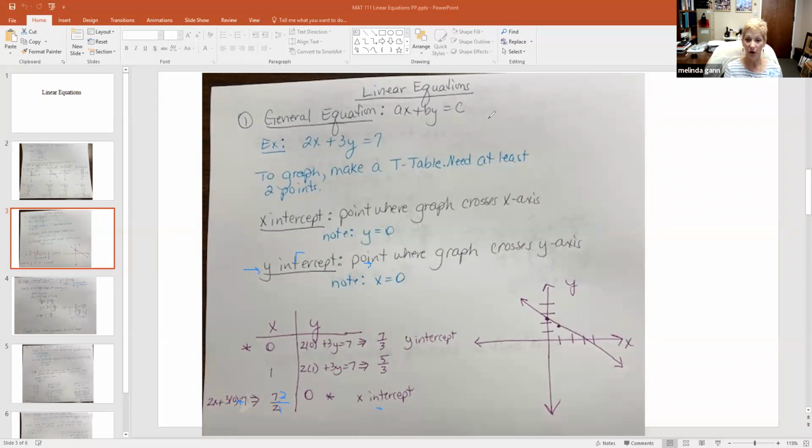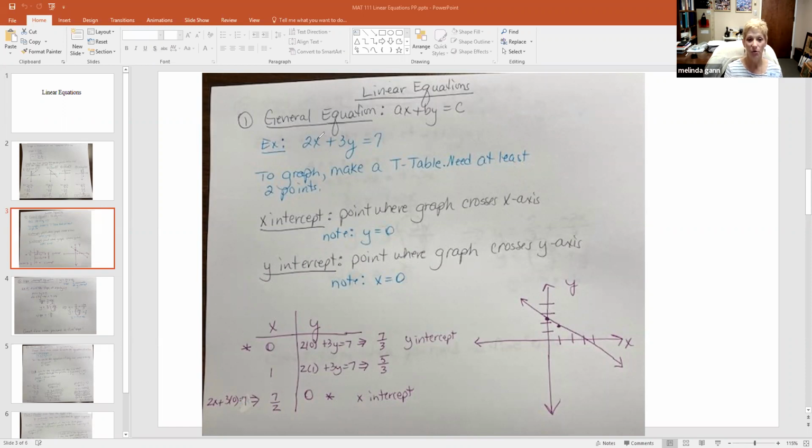If somebody tells you to graph it, then you have to figure out some points on that line. Now we talked about this in class. If you have one point, you could draw a whole bunch of lines going through that point. But as soon as you draw a second point, now there's only one line that goes through both of them. So that's why when you make a t-table, you have to have at least 2 points. You can put anything in for x you want to. You can put x as 0, 100, -4.